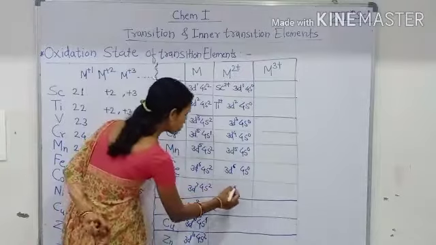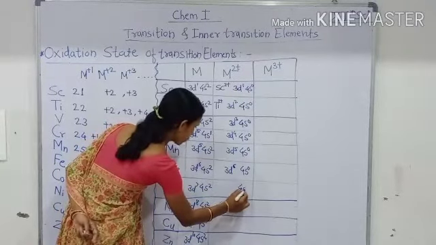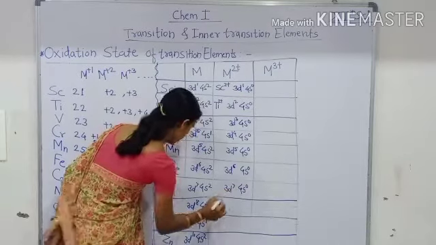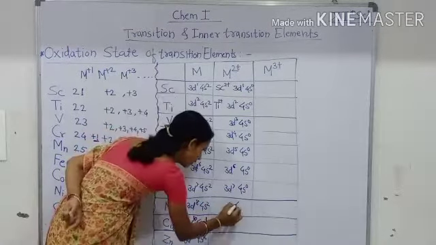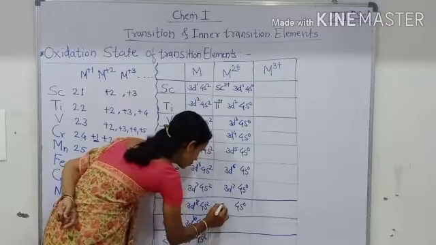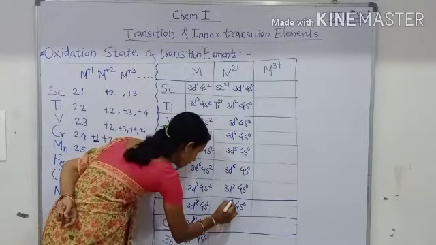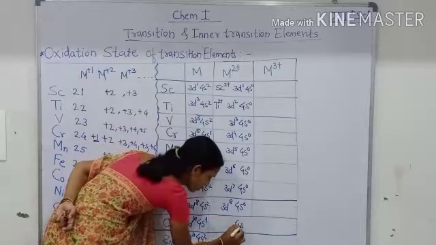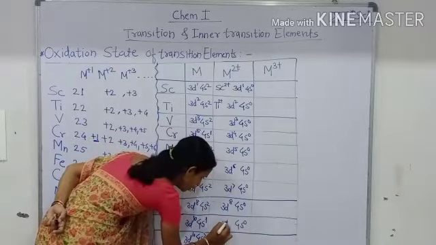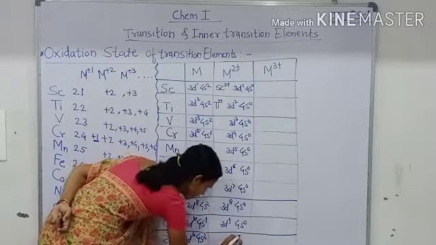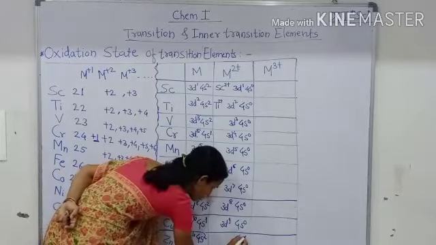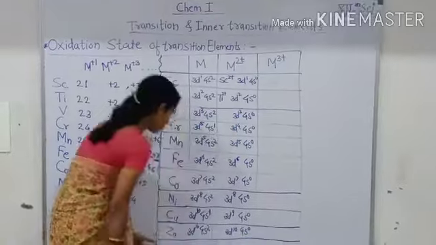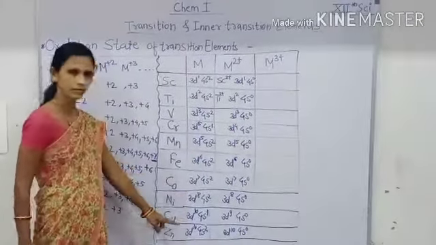Cobalt in the 2 plus oxidation state shows electronic configuration 4s0 and 3d7. For nickel, it is 4s0, 3d8. For copper, it is 4s0 and 3d9. For zinc, it is 4s0, 3d10 for the Zn 2 plus ion.